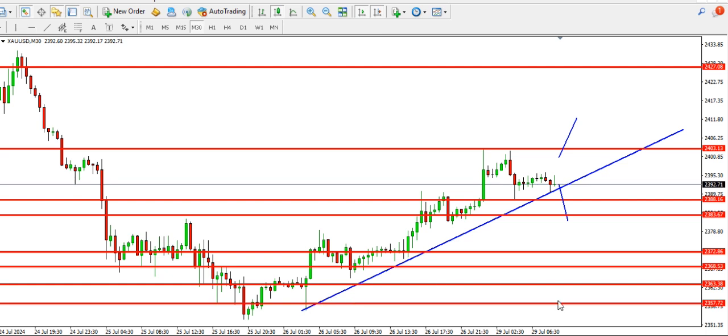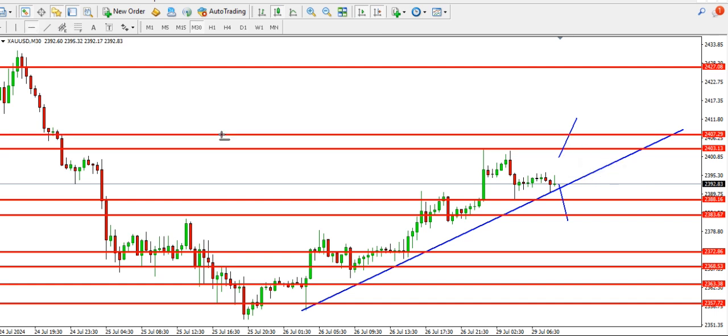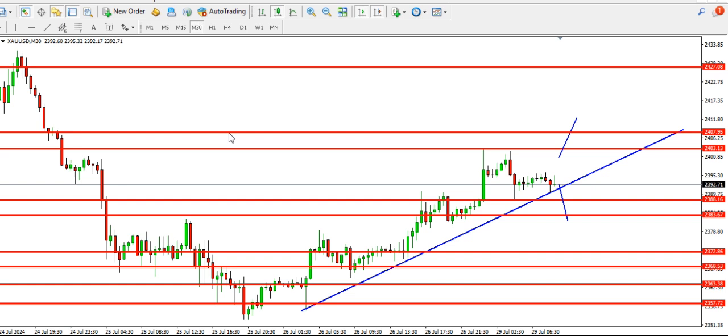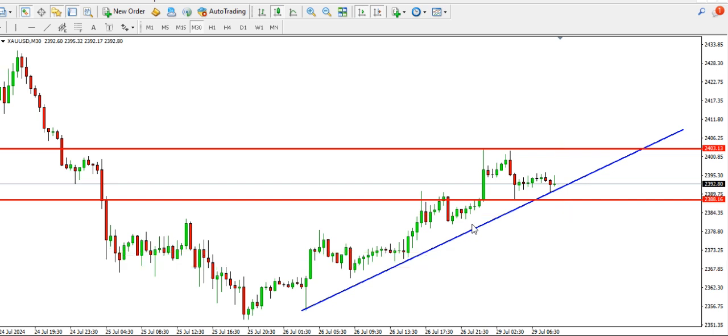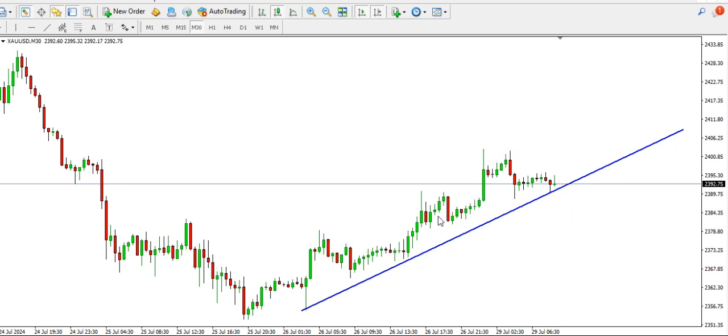These are lines where buyers are stationed, but sellers are stationed at around here, 2407, 2427. Those are places that sellers are stationed. So that's that for the 30 minutes time frame.